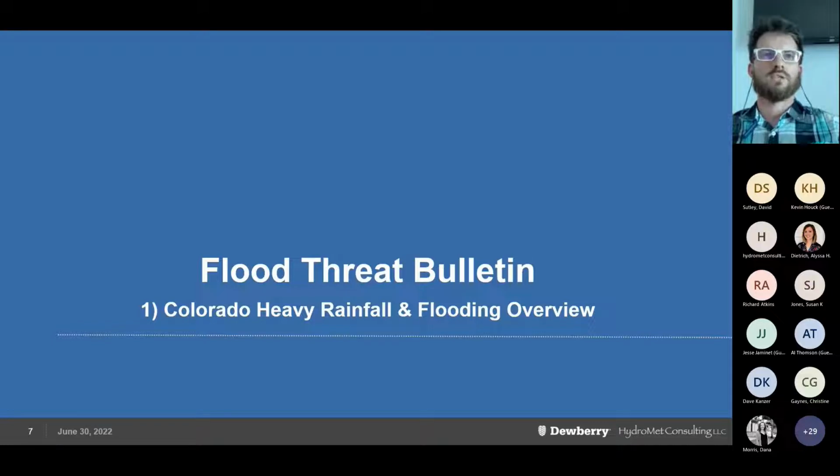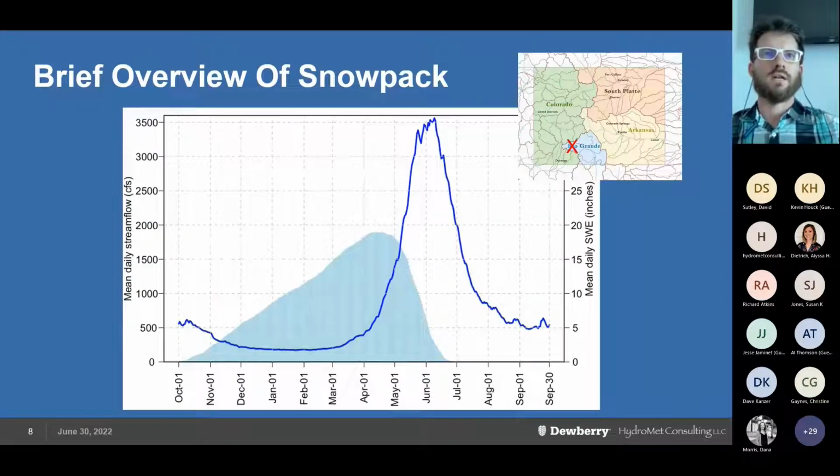And to start off with, we're just going to talk a little bit about an overview of Colorado heavy rainfall and flooding history, as well as just some climatology. So we're actually going to start with a little bit of a twist. We're going to start with the snowpack because we all hear that the snowpack dominates our hydrologic cycle. And so what does that mean really? And I think this chart is a great example of what that means.